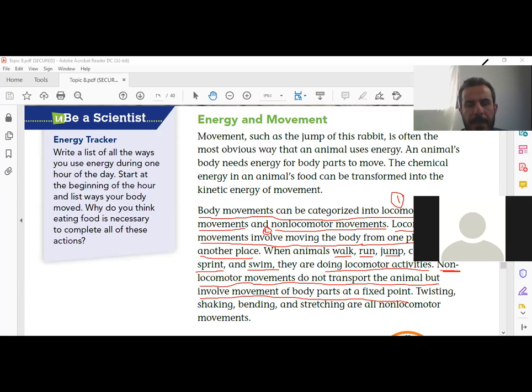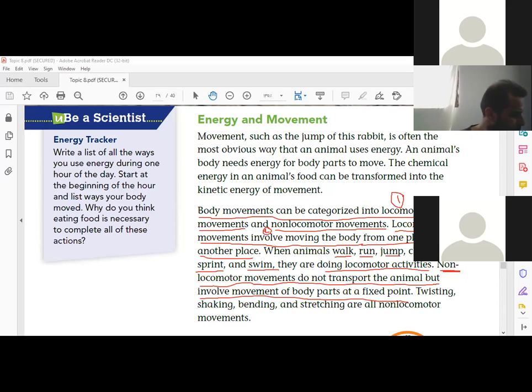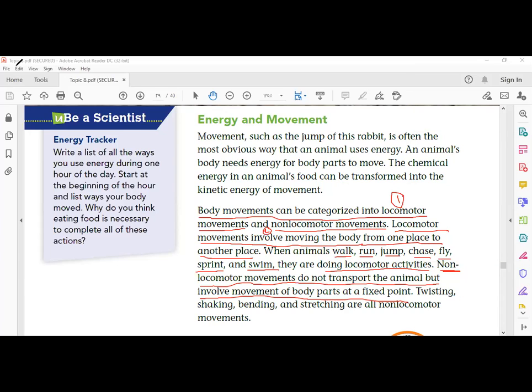Is there anyone who doesn't understand what locomotor and non-locomotor mean? Do you think it's difficult? It's fine, I can repeat it, no problem. Speak up, don't be shy. No, it's easy. Locomotor: you go from place to place, you change your location, and non-locomotor: you stay in the same position. That's it.